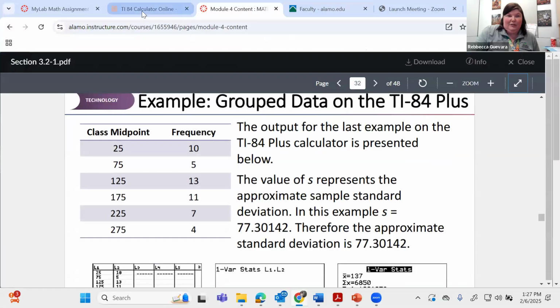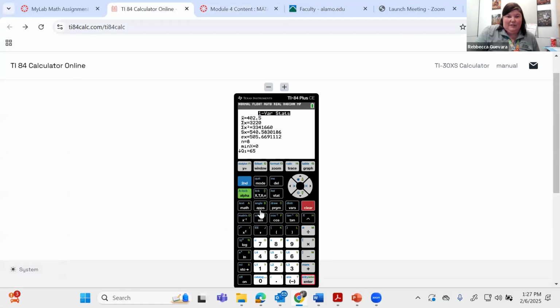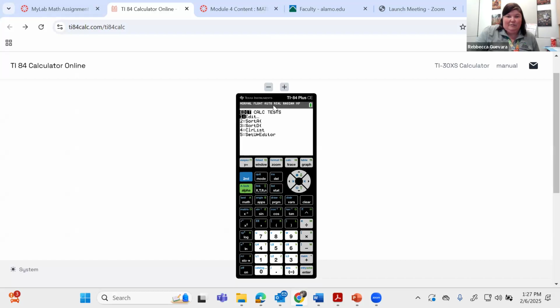we'll go to my calculator here. Make sure you go in the list. Enter my list. So you make sure you put in those midpoints. So my midpoints were 25, 75, 125, 175, 225, and 275.